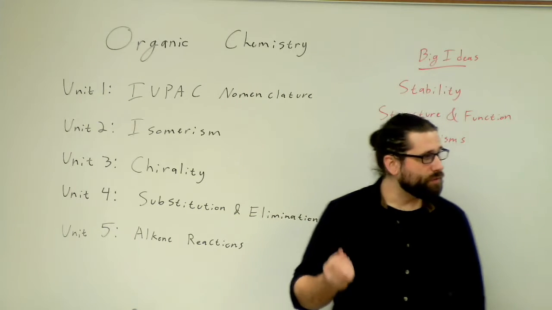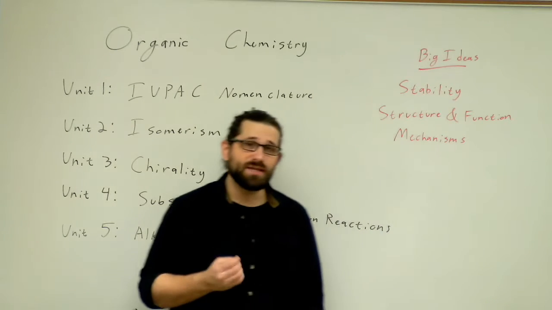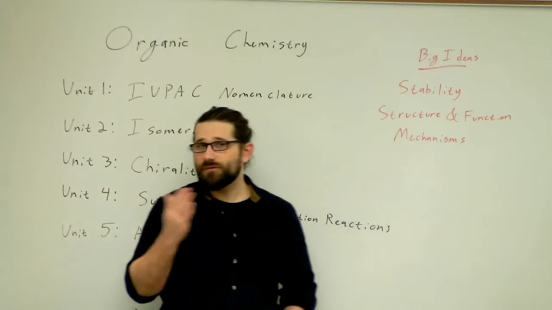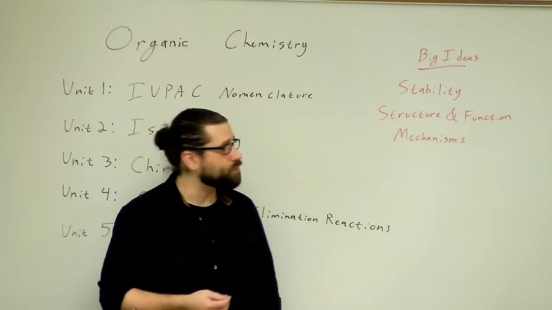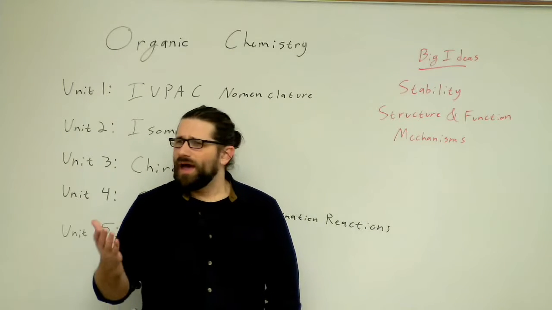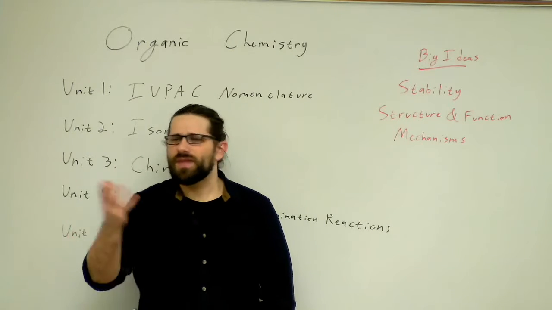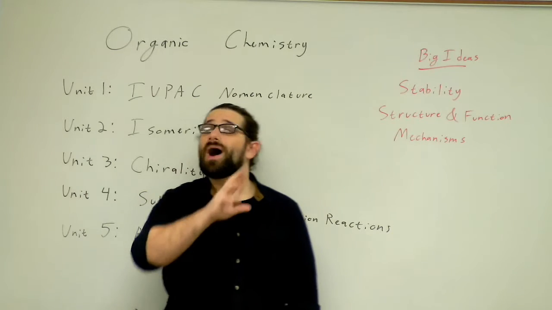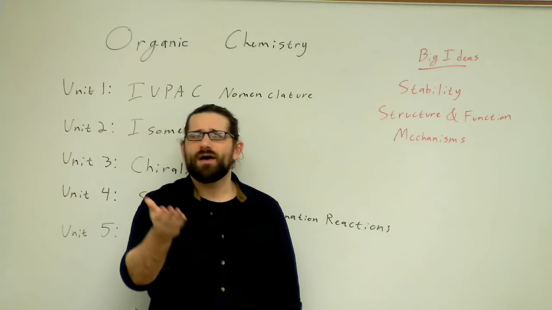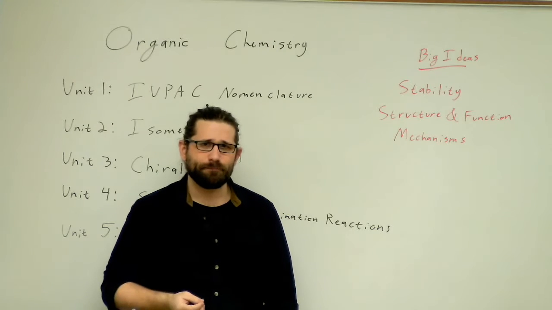Along with those reactions, we're going to be able to look at the stability of certain molecules. So the big ideas that we'll be looking at in this course will be the stability of molecules, of different chemicals, of different organic structures. We'll be looking at the structure and function. We'll see that having a carboxylic acid on the end of a carbon chain gives it wildly different properties than having an alcohol on the end of it, or having something like a halogen on the end of it.